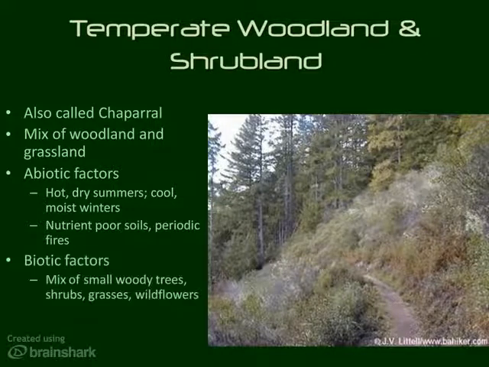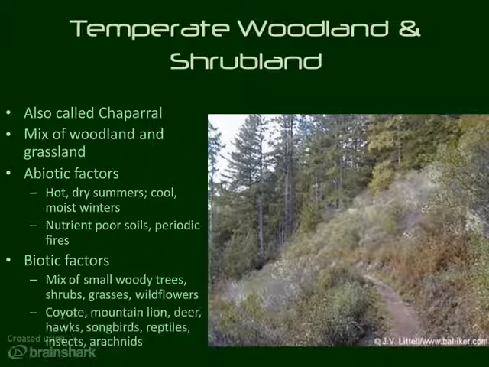Biotic factors include a mix of woody trees, shrubs, grasses, and wildflowers. Animal life is much the same as grasslands, but excluding the large herbivores. Coyote, mountain lion, deer, hawks can all be found in the chaparral. And as you can tell, many of the plants and animals occur in more than one biome. These display a great level of tolerance, or the ability to live and reproduce in varying conditions and environments, quite necessary for a species to survive, don't you think?